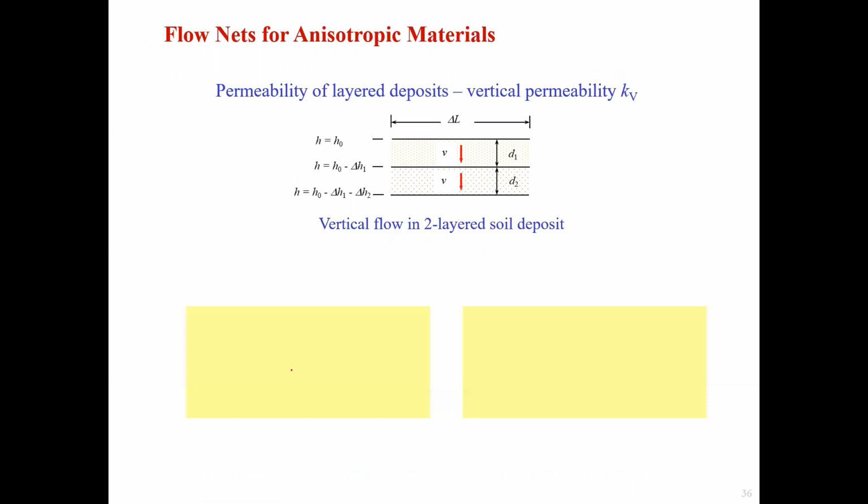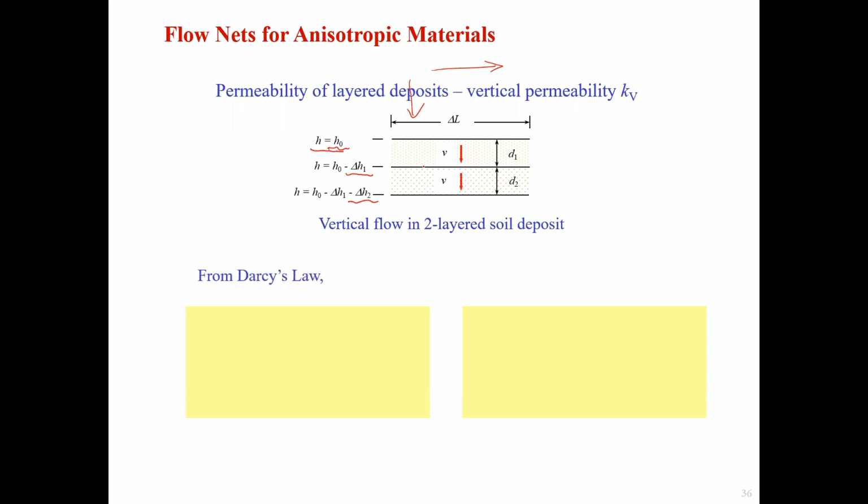Now let's have a look, after considering the horizontal flow, at the vertical flow. Previously water flowed this way. Now the water flows this way. So we have the height difference. At the top, the water height is H0, and then you have a height difference delta H1, and for another layer you have a height difference delta H2. So there's a tendency for water to flow downward.